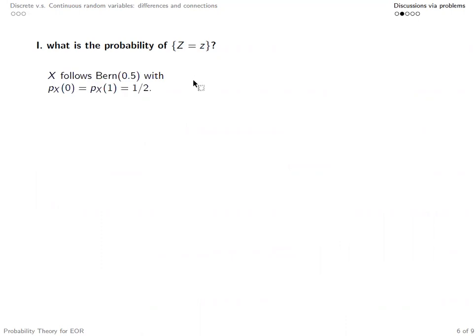The first scenario we consider is X follows Bernoulli with half, with success rate equal to half. So it has the PMF, the probability mass function. It's either equal to 0 or 1, both with half probability.